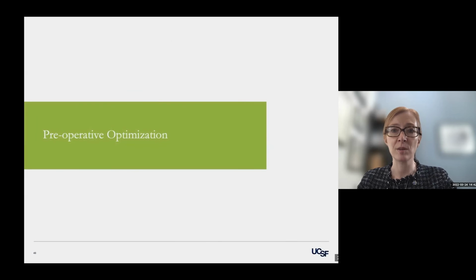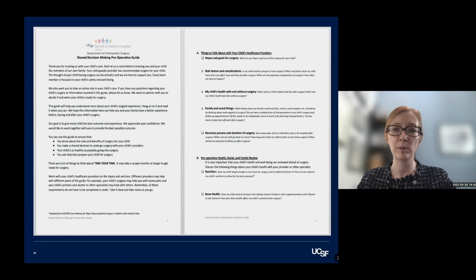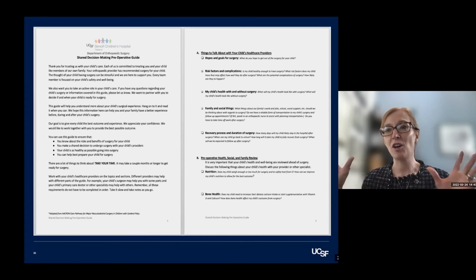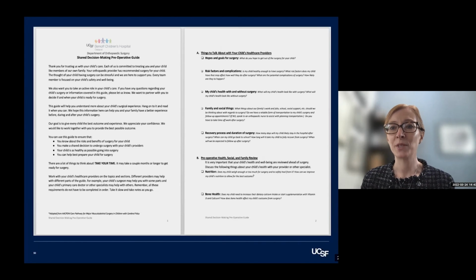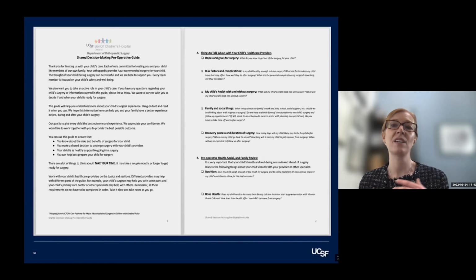So the other really important part about orthopedic surgery and cerebral palsy is getting them ready for surgery. So this is just an example of a form that we have families fill out to make sure that everybody thinks of everything, all the different contingencies. So we want to make sure families have thought through what the complications might be, what they're looking at for post-op recovery, what kind of nutrition they need going into the surgery.